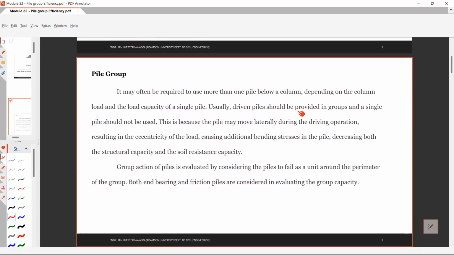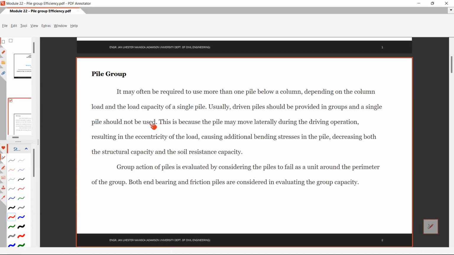Okay, usually driven piles should be provided in groups. A single pile should not be used. Okay. And also, depende din siya sa column load and the load capacity. Okay? So syempre kapag mataas yung demand versus the capacity, as a designer, ang pwede mong gawin is to provide more piles, to provide additional piles or to increase the size of your piles. Okay? So that is your options, okay? That is your options.